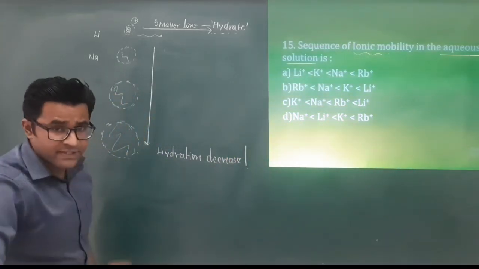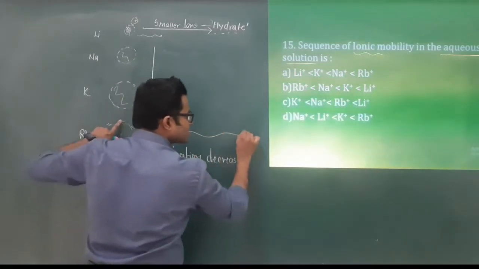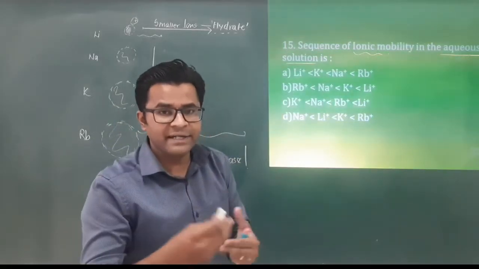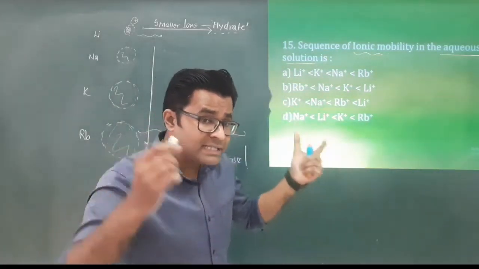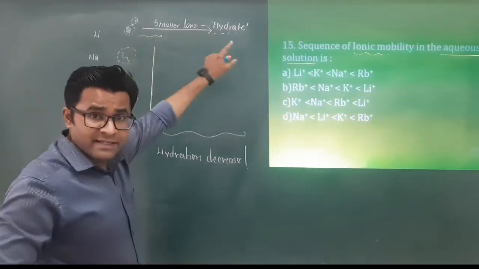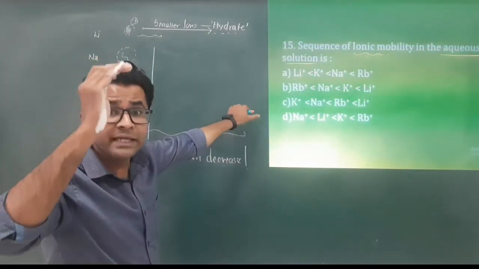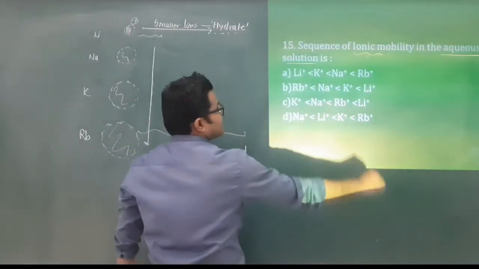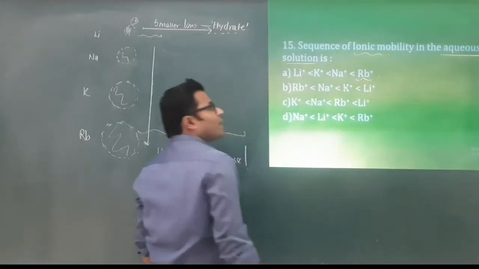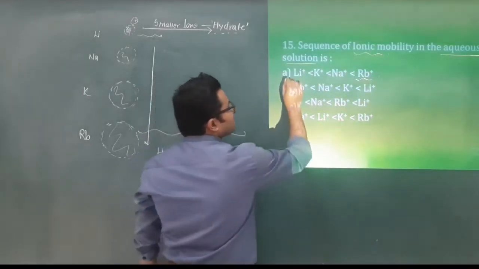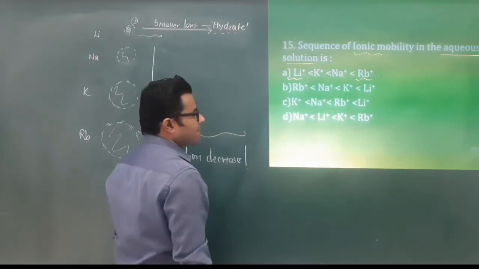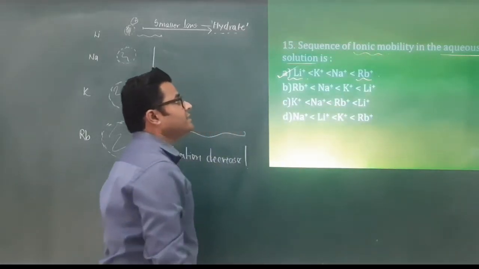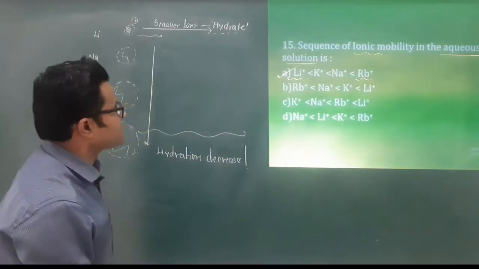As hydration decreases, these ions can move much more easily compared to the smaller ions, because smaller ions are getting hydrated in a much better manner. Due to the hydration, the mobility, the movement of these ions, is going to be reduced. So can we say that it's actually rubidium which is going to have the highest mobility, and the least mobility is going to be governed by lithium. Therefore, we have the answer here as A. Right? So the 15th answer is A.